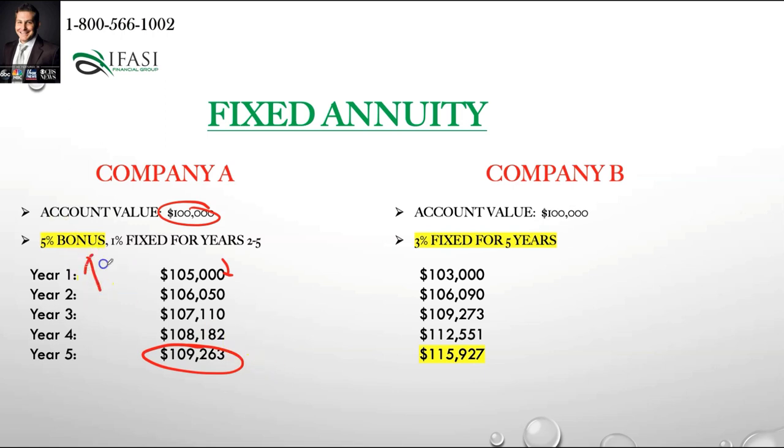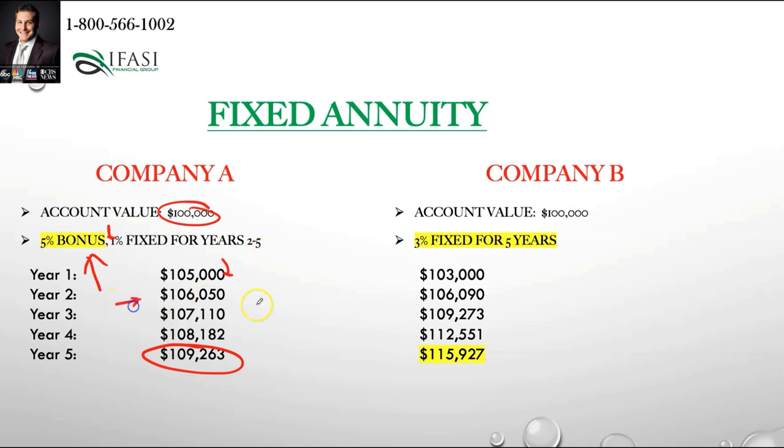So if somebody accidentally fell victim to that nice shiny object of saying, okay, 5% bonus, they didn't look at the other terms of that contract that says they'll actually drop down to 1% after that first year, it will be 1% for years 2, 3, 4, and 5.